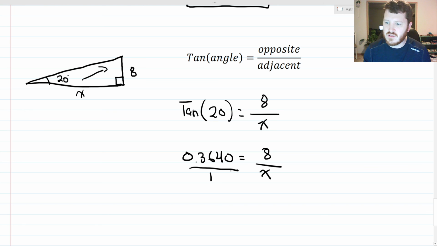To solve this, there's a bunch of ways. The quickest way is we can remember cross multiplying. Two back pages of this.